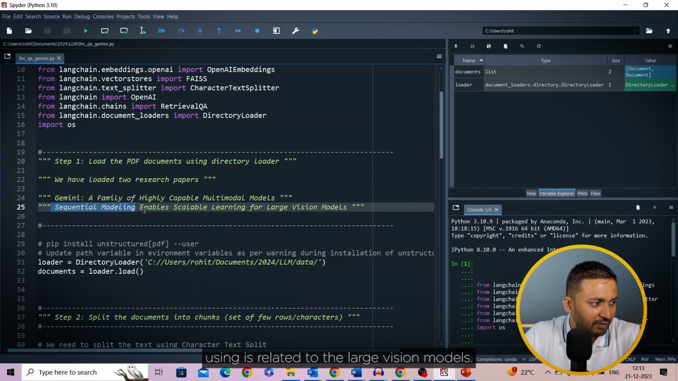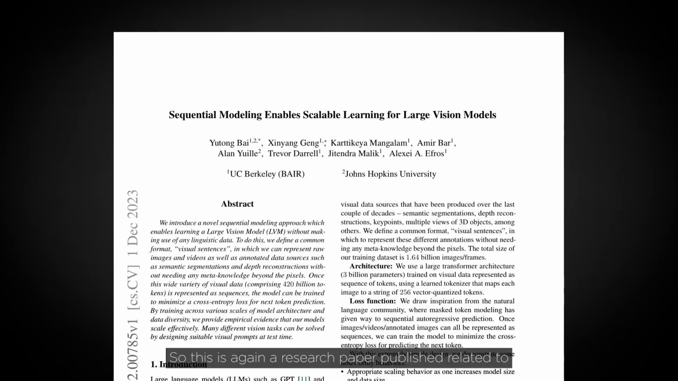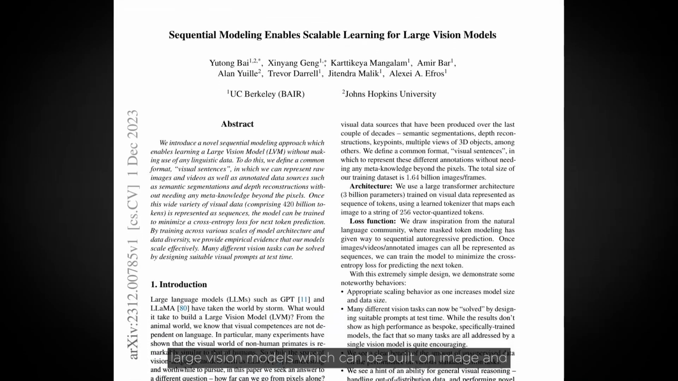And the second PDF that I'm using is related to large vision models. This is again a research paper related to large vision models, which can be built on image and video data.